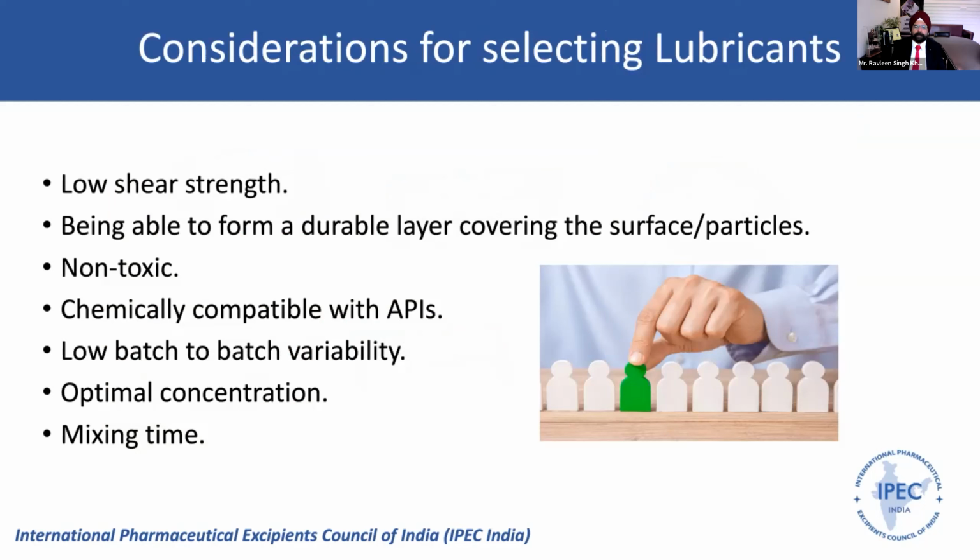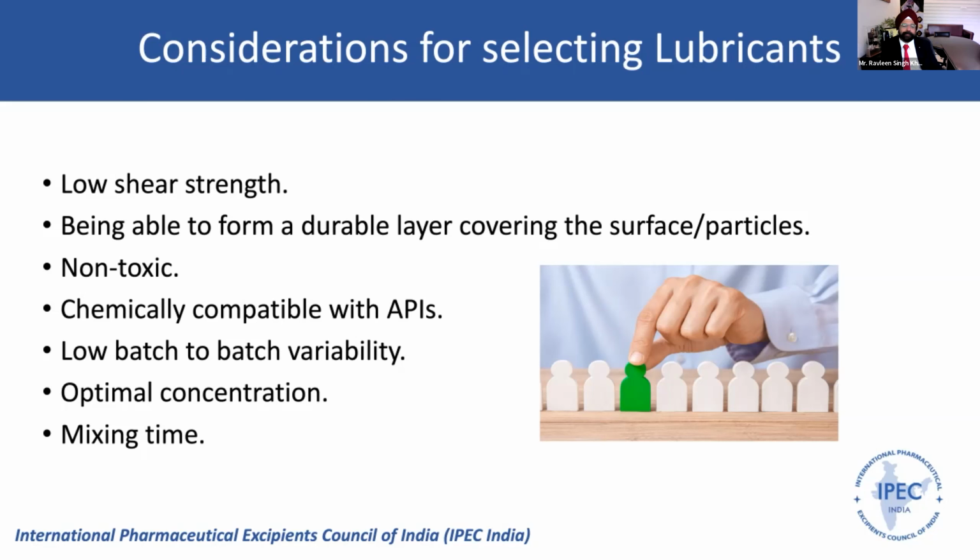Now, it's very important to select the lubricant properly. If you don't select it properly, then your whole formulation is at risk. So what are the considerations for selecting these lubricants? So the first is low shear strength. Second, being able to form a durable layer covering the surface of the particles. Third, it should be non-toxic. It should be compatible with the API. The very important aspect is there should not be any batch-to-batch variability.